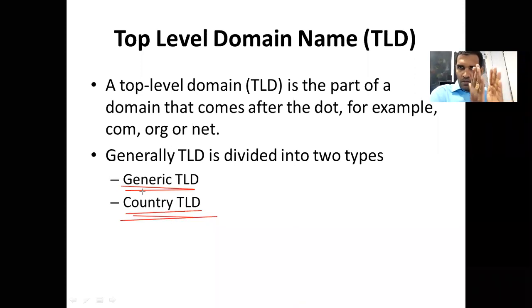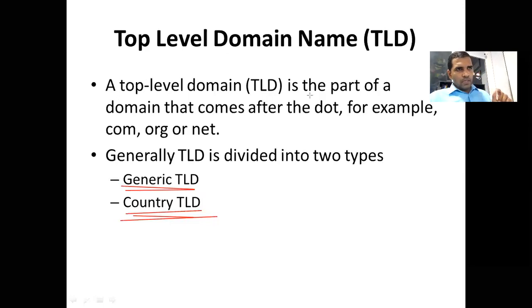So this is the idea. By using top level domain names, you can get two identifications. If it is a generic TLD, it shows the type of organization or the nature of the organization. If it is a country TLD, it shows the country in which that particular website is registered, right? So now look here.